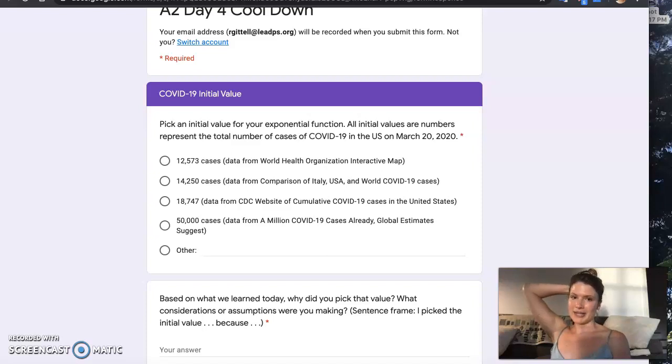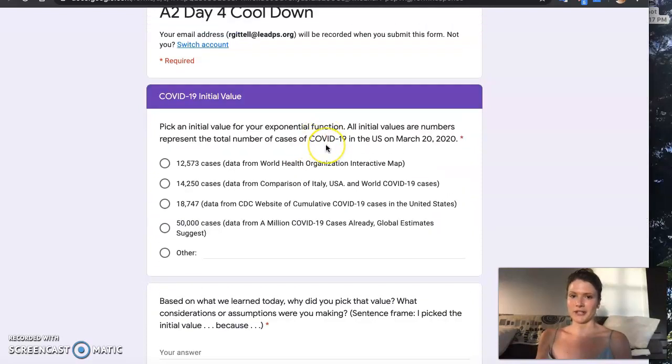What you're doing is picking an initial value for your exponential function. I think all of you have told me that you're modeling COVID, so I've selected the option for COVID. So we're just looking at those cases. You have 4 different numbers to choose from as your initial value.